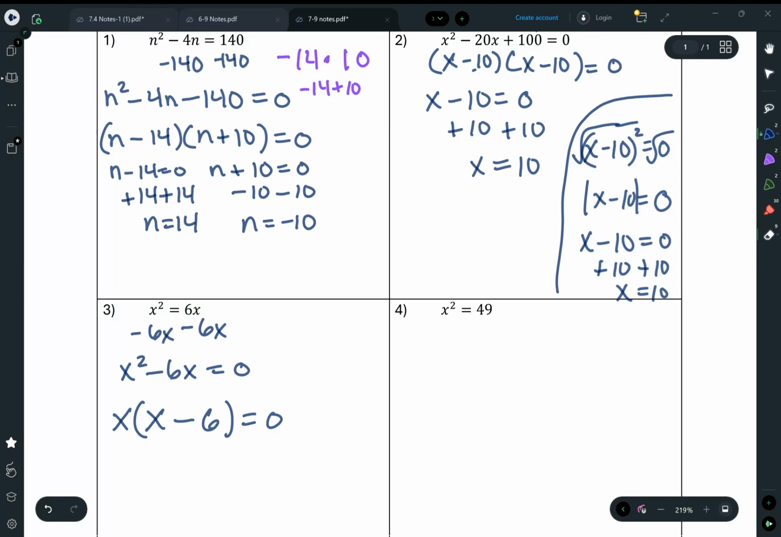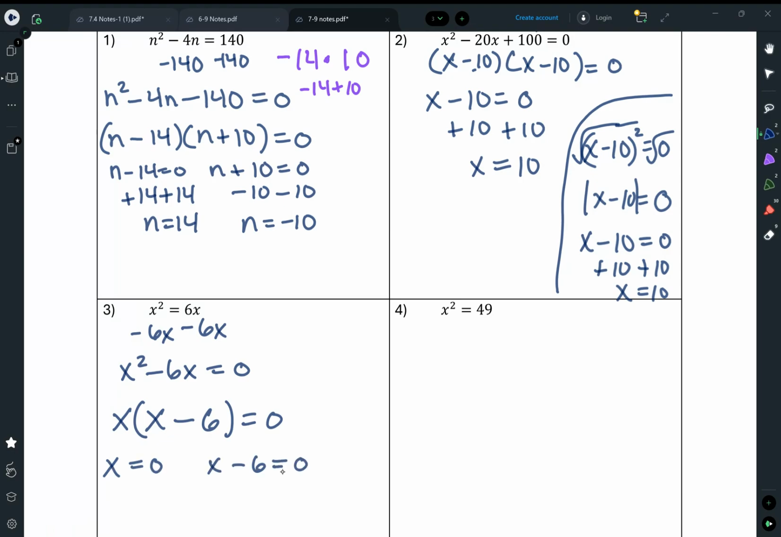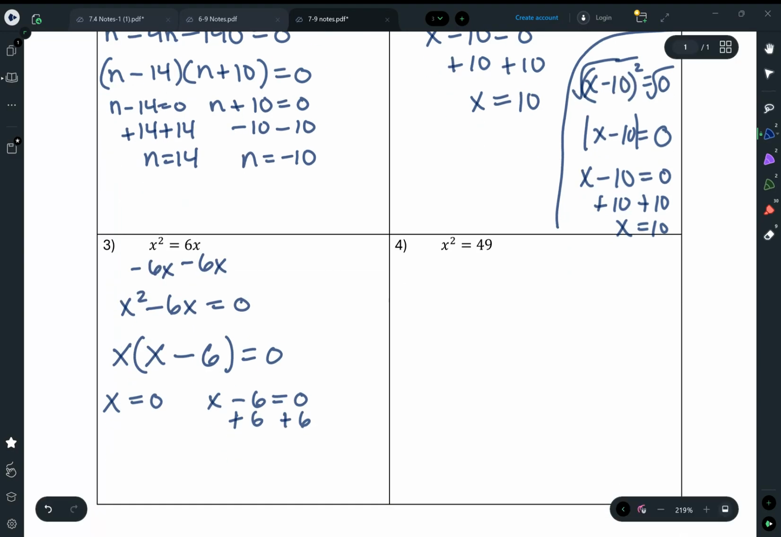All right, zero product property says either my x is equal to 0 or my x minus 6 is equal to 0. The first one's already solved. The second one I would solve by adding 6 on both sides. And so I have x is 0 or x is 6.